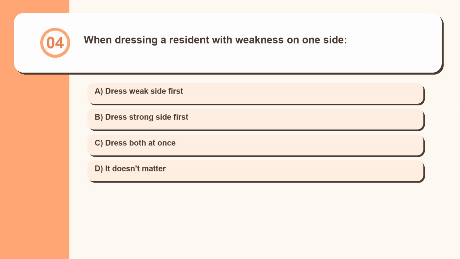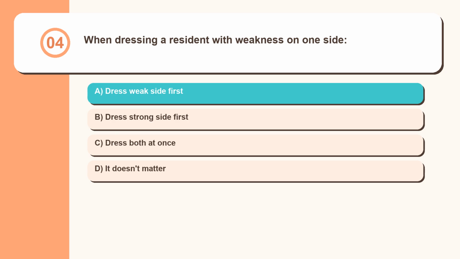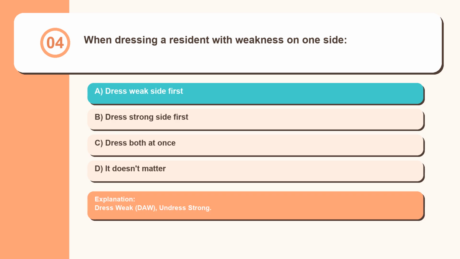Question 4. When dressing a resident with weakness on one side, dress weak side first. Dress strong side first. Dress both at once. It doesn't matter. Dress weak, undress strong.